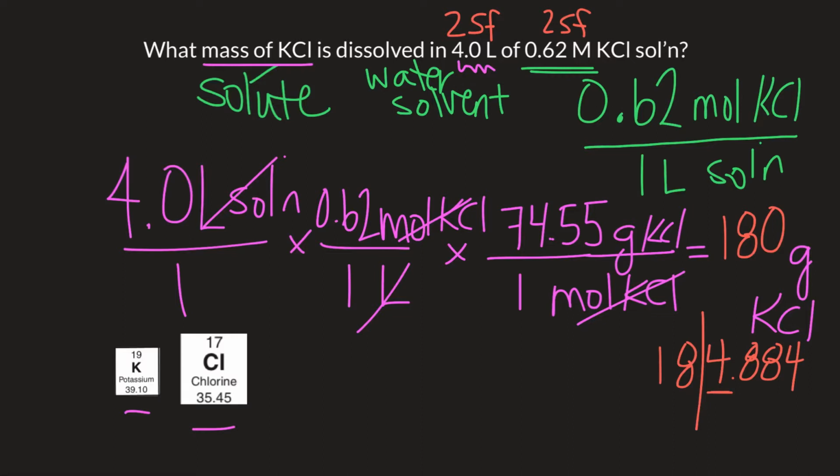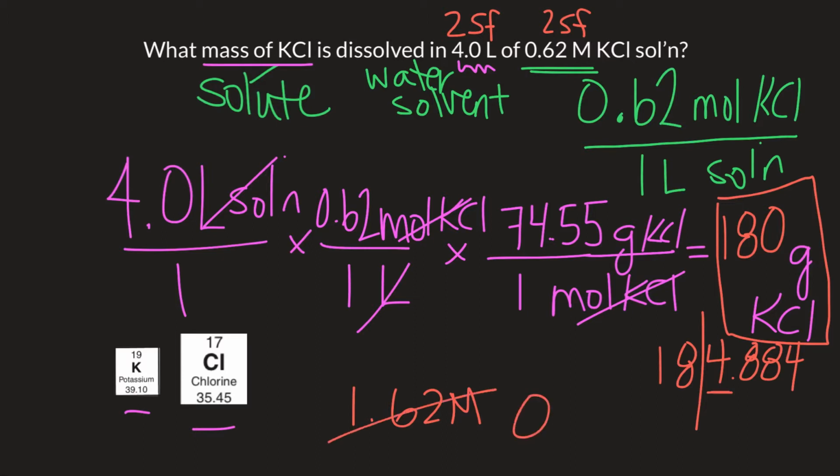So our final answer is 180 grams of KCl that would be dissolved in 4 liters of a 0.62 molar KCl solution. Okay, if instead of a 0.62 molar solution, I had a 1.62 molar solution, then you would expect a lot more of KCl to be dissolved. If I had a 0.2 molar solution, then a lot less of the KCl would be dissolved.